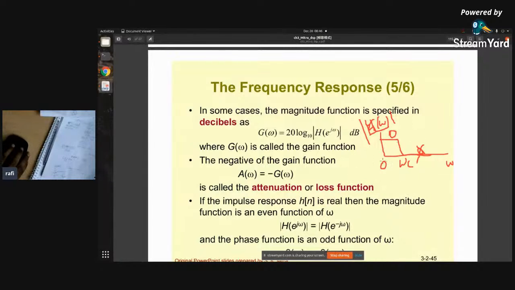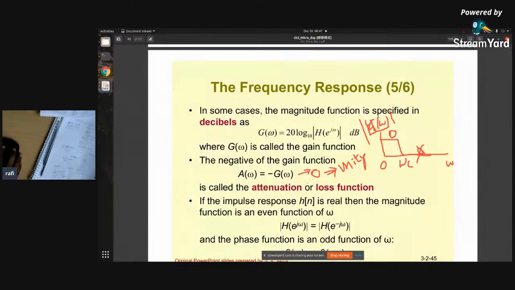So 0 means unity gain. If the g of omega value is 0, that is the maximum gain we can have. This is the normalized gain, or unity gain. Unity gain means g of omega is 0, which means mod h of omega is 1, since log 1 is 0. That we call unity gain.